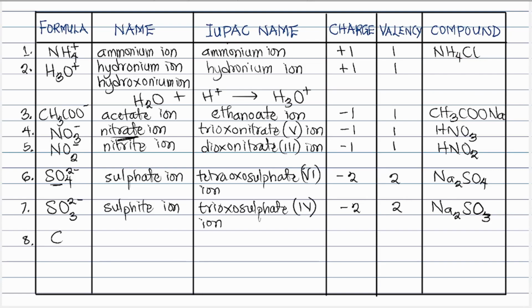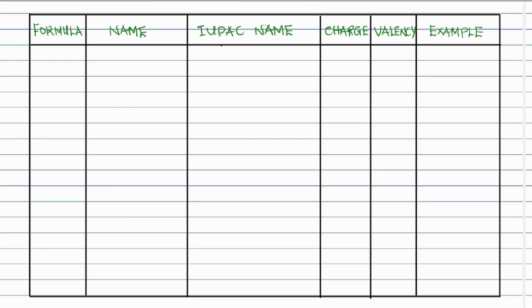Another example is the carbonate ion, CO3 2-. The IUPAC name is trioxocarbonate 4 ion. It has a charge of -2, a valency of 2. And a typical example of this compound is the trioxocarbonate 4 acid, H2CO3. Looking at further examples, we'll check the hydroxide ion, which is OH-. The IUPAC name is the same thing as hydroxide ion. The charge is -1, the valency is 1, and a typical example of this compound is sodium hydroxide.